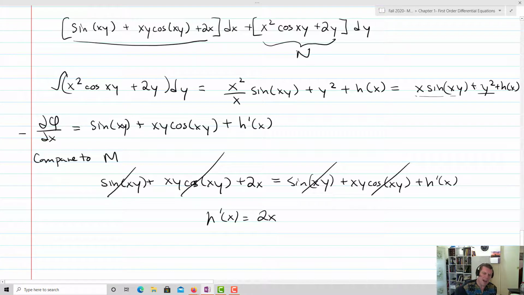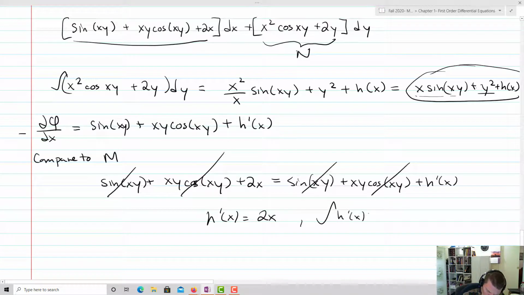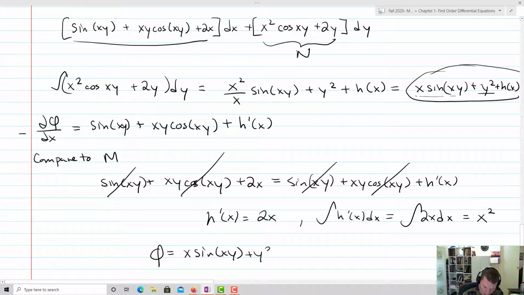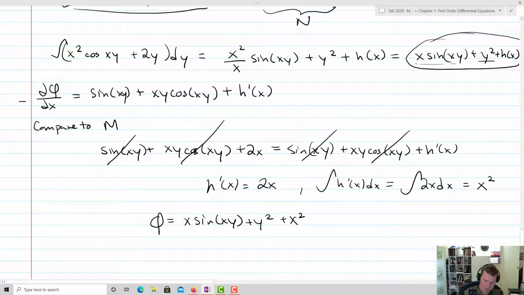So now all I need to get back, if you notice, we have phi. Phi is this thing right here. All we're missing is h of x. So I take the integral of h prime of x dx, that'll equal the integral of 2x dx, and that'll end up equaling x squared. So now all I need to do is plug that in. So phi will end up equaling x sine xy plus y squared plus x squared. And that's what phi is. Phi is that potential equation.